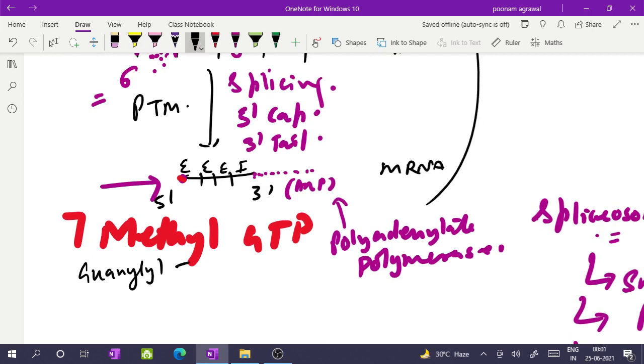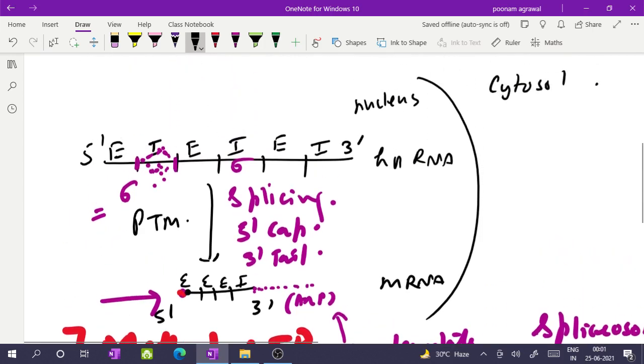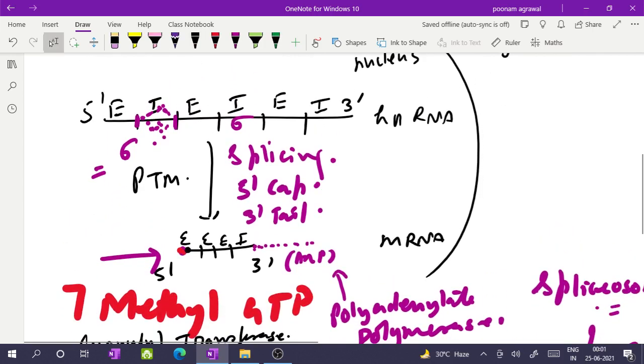Guanylyl transferase enzyme, which again is obviously a nuclear enzyme, and the bond which is linking the cap to the 5' end of mRNA is not the usual 5'-3' phosphodiester bond. Rather, it is a very unusual bond which is called a 5'-5' triphosphate linkage, which is adding the cap to the 5' end of mRNA.